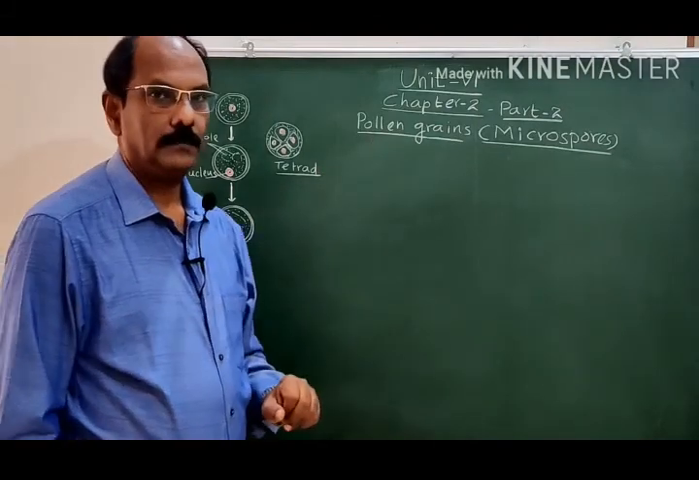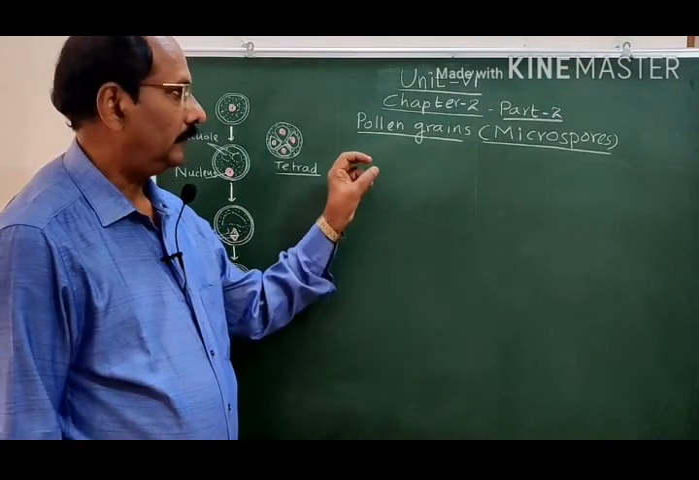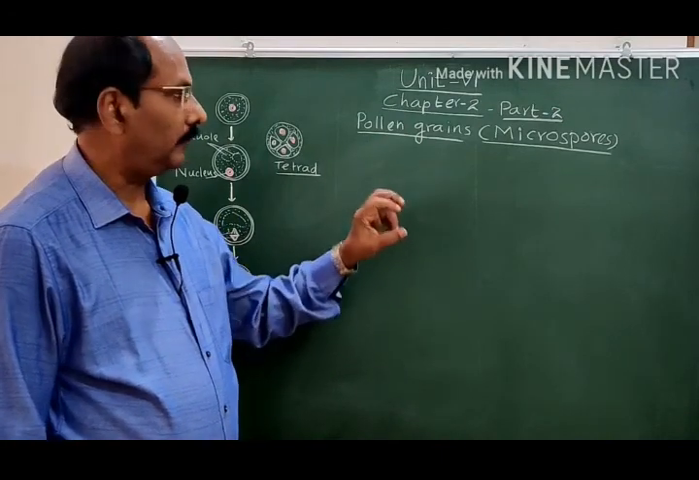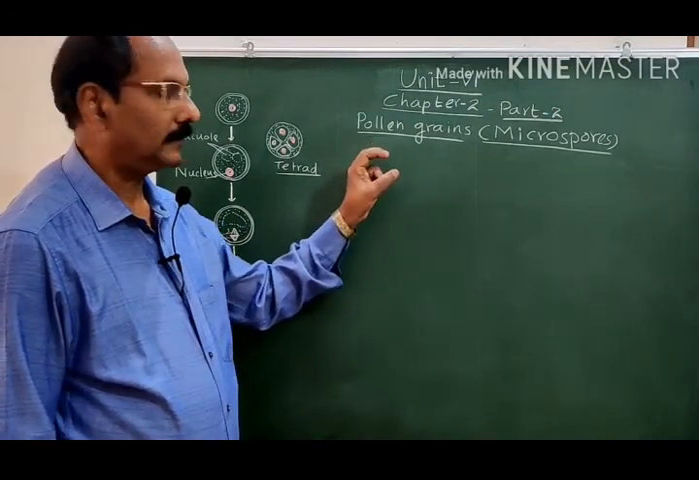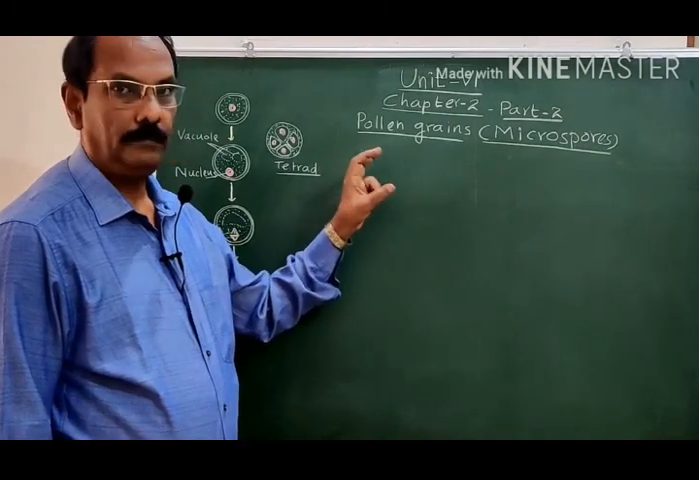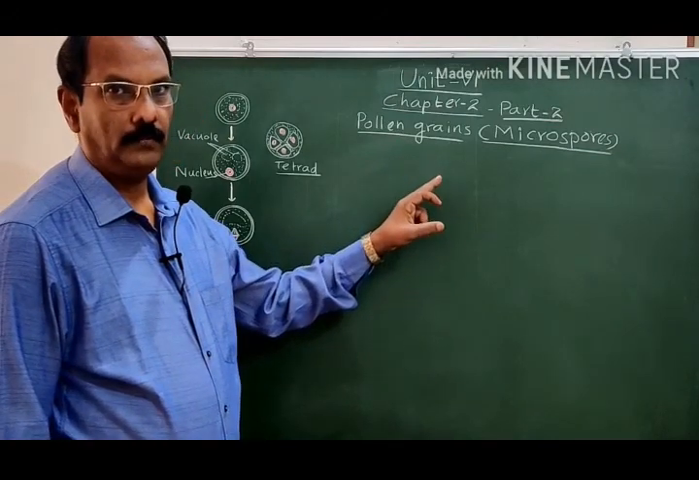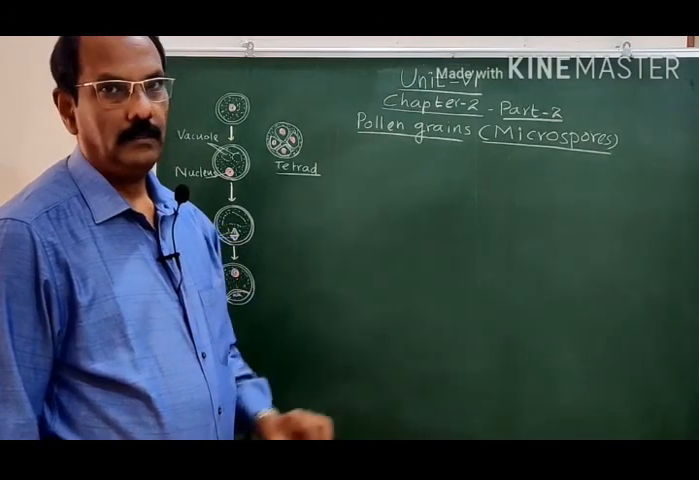Pollen grains represent the female gametophyte. Actually, the female gametophyte is not forming from the pollen grains. So pollen grains represent the immature male gametophyte, not female, male gametophyte. So pollen grains represent the male gametophyte, the immature male gametophyte.